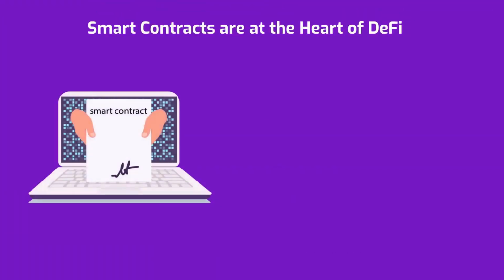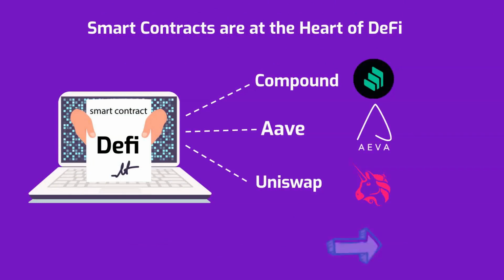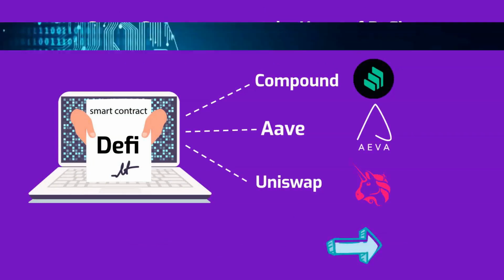Smart contracts are at the heart of the entire decentralized finance revolution and are used to power popular DeFi protocols like Compound, Aave, and Uniswap. Watch the video about DeFi to understand better.